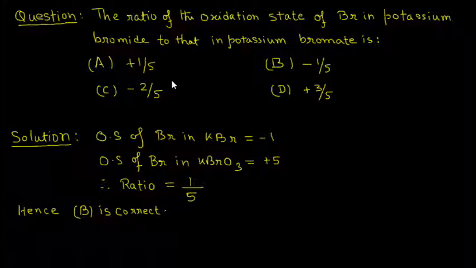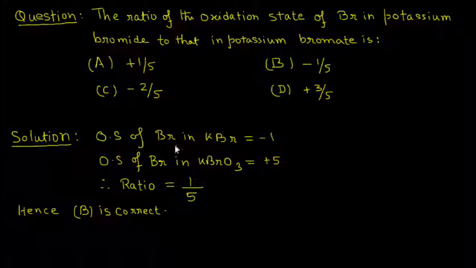Let us see one more problem for oxidation state. The question is: the ratio of oxidation state of Br in potassium bromide to that of potassium bromate is. Four options are given. A is equal to plus 1 by 5, B is equal to minus 1 by 5, C is equal to minus 2 by 5, D is equal to plus 3 by 5.